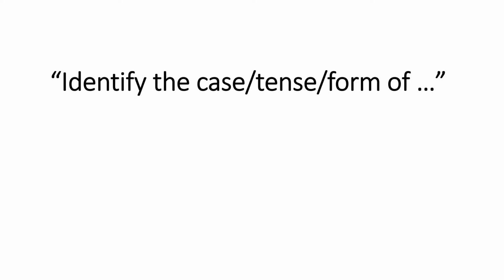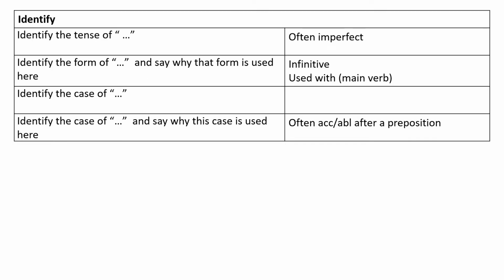One of the examiner's favourite questions is identify the case, identify the tense, or identify the form of. So let's look at those a little bit more closely. So in its simplest, identify the tense of, and they will give you a verb to identify the tense of. Noticeably, it's often the imperfect tense, but again, not always. But it is something I've noticed that the examiner seems to favour.